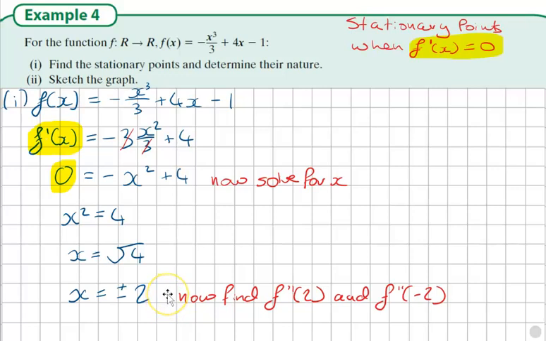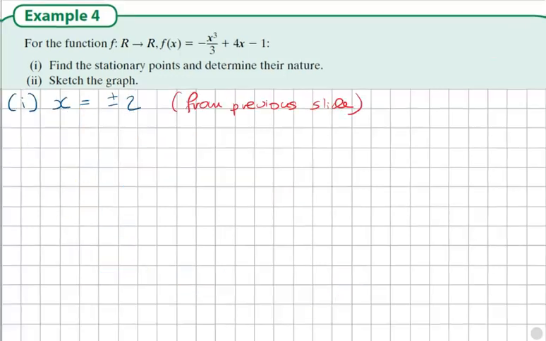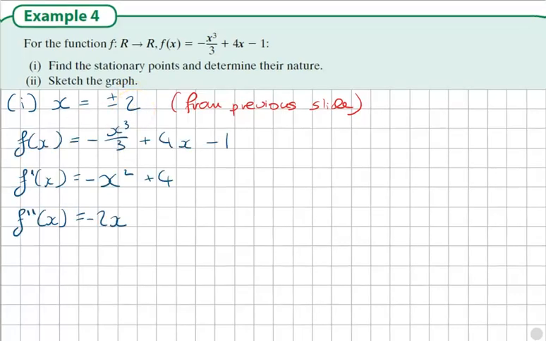So now we're going to find the second derivative and sub in 2, and find the second derivative and sub in minus 2. So from the previous slide, we worked out that x is equal to plus or minus 2. So the function was minus x cubed over 3 plus 4x minus 1. The first derivative was minus x squared plus 4. And now the second derivative, so we basically just differentiate the first derivative.